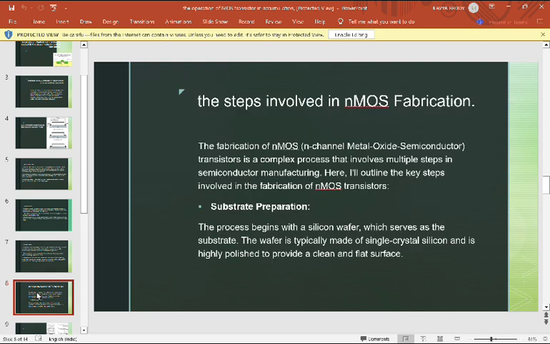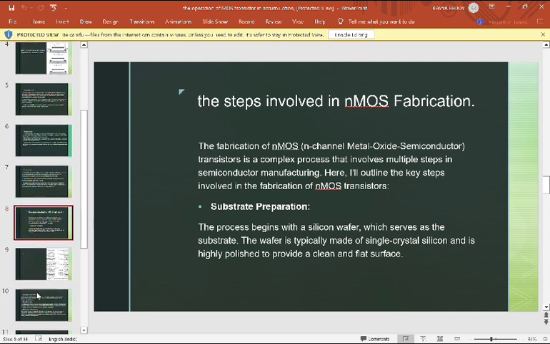Next are the steps involved in NMOS fabrication. NMOS means N-channel metal oxide semiconductor transistor. The fabrication of these transistors is a complex process that involves multiple steps in semiconductor manufacturing. Here I'll outline the key steps involved in fabricating an NMOS transistor.